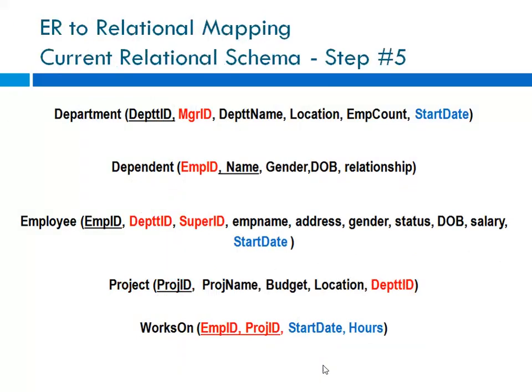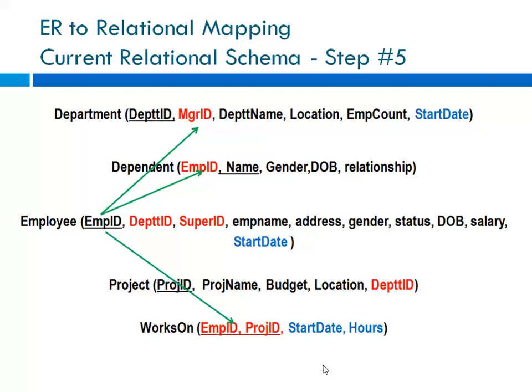And now after step number 5, this is the status of the tables. The employee table with start date, department ID and super ID. Then the dependent table with employee ID as foreign key and name as the partial key, gender, date of birth and relationship. The department, project and works on tables are like this. So the first relationship is that the employee table's primary key, employee ID, is given as a foreign key to the department for manager ID. The employee table's primary key, employee ID, is given to the weak entity table dependent as a foreign key.